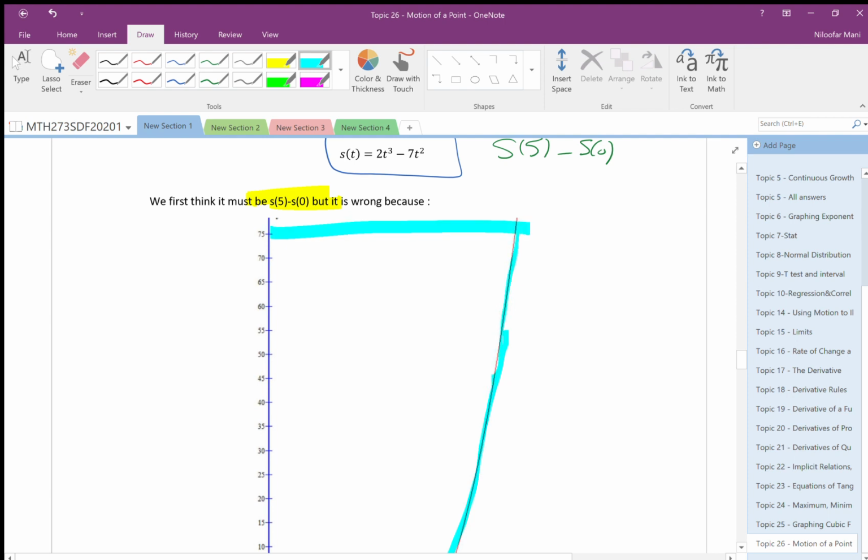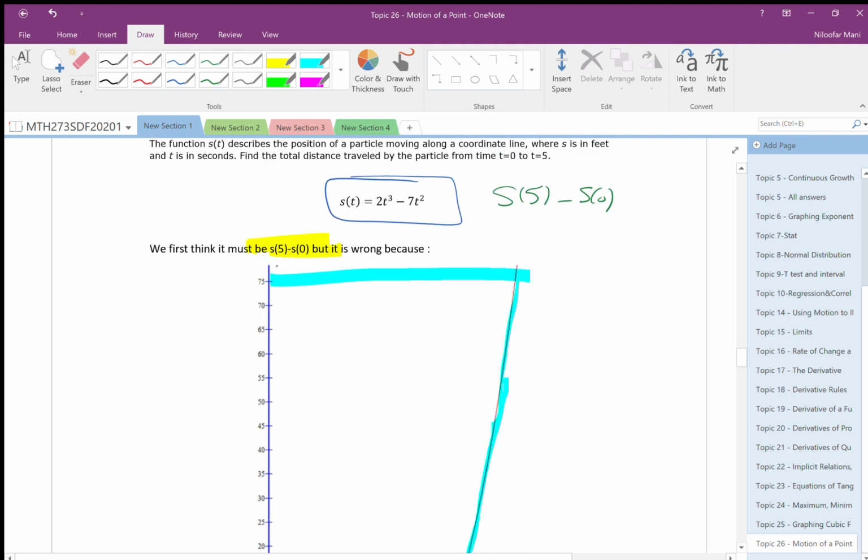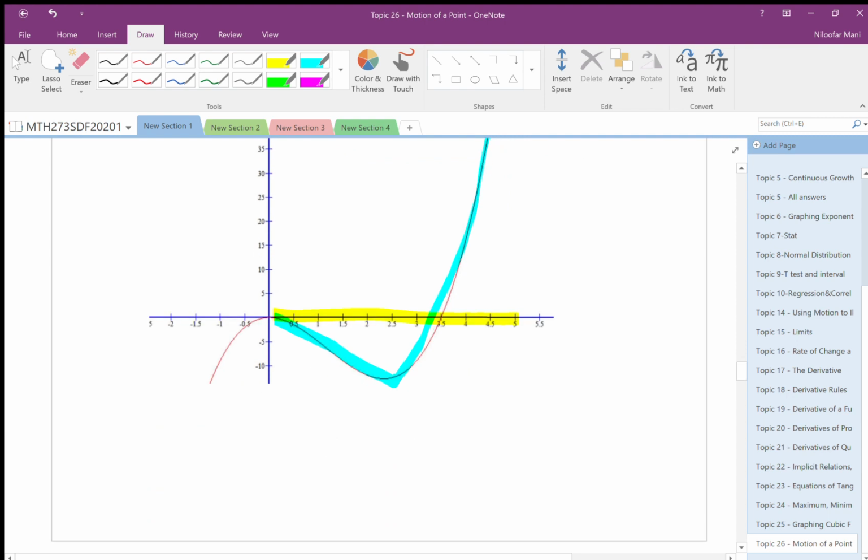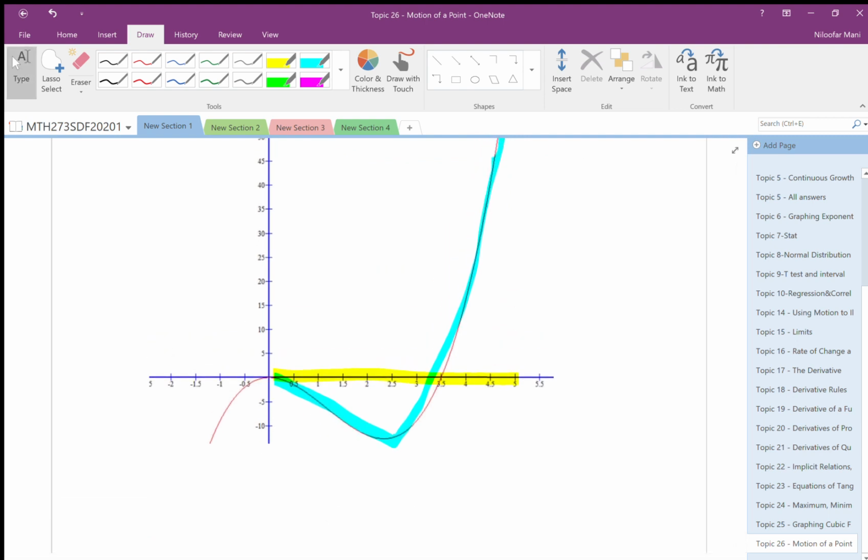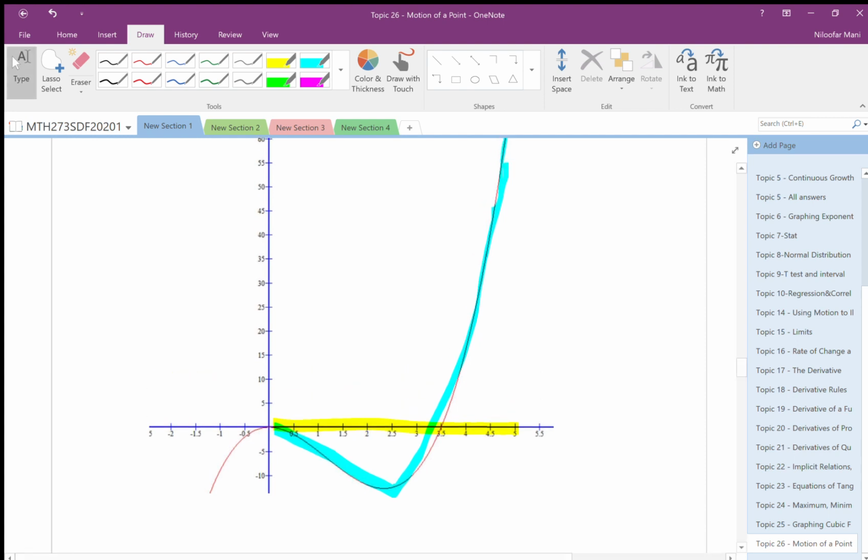Look at this. A student used to calculate this way. They used to do the 75, which was that, minus 0. Wrong, because the motion is like that. It starts from 0, yes, I know, but it goes to negative and then goes up. So it means you have a part.